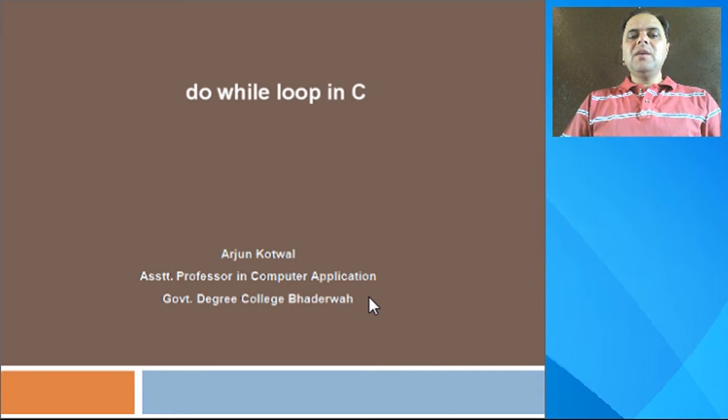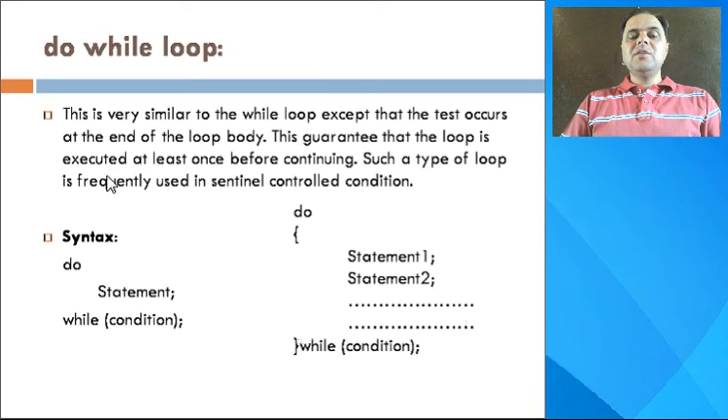So in the do while loop, first the body of the loop is executed, and then the condition is checked. So this is very similar to the while loop, except that the test occurs at the end of the body of the loop. The only difference is here the test occurs after the body of the loop. In while loop, first we test, then we execute the body of the loop.